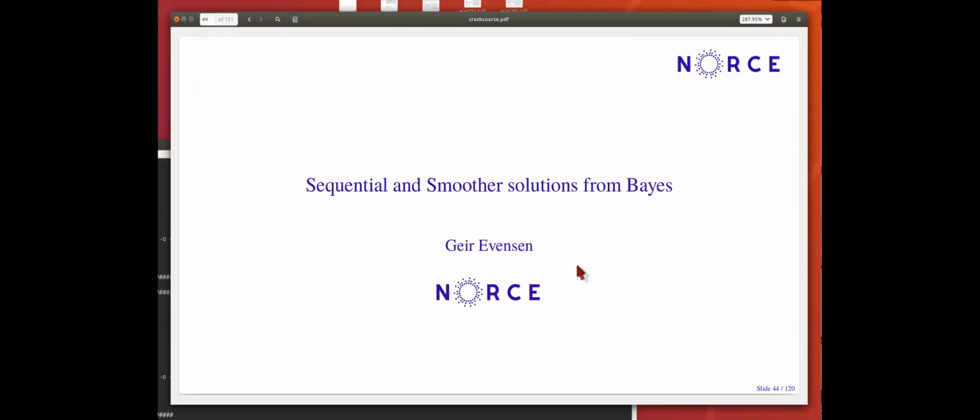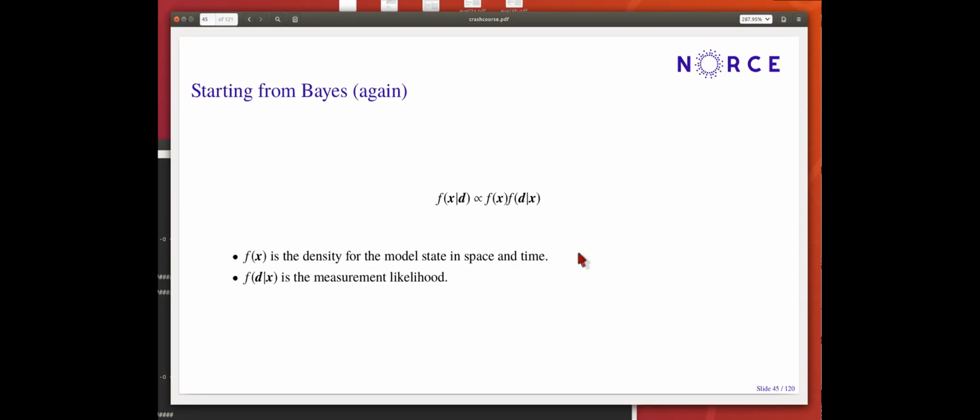Okay, so let's continue. We are hurrying slowly towards the full data simulation methods. I'm going to talk briefly about sequential methods and smoother methods and how we obtain them from Bayes' theorem. And so we start from Bayes again.